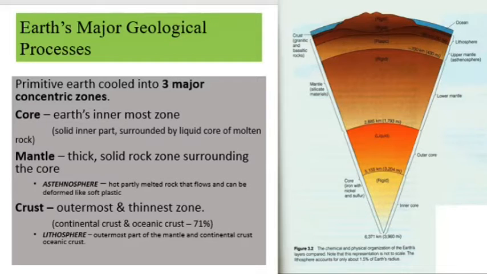So, there are three major concentric zones in Earth. We have the core, which is the innermost. This is the core. Mantle, the thick solid rock zone. Here's the mantle. Just remember this. Asthenosphere is a hard, partially melted rock that flows and can be deformed like soft plastic. And then the crust, kung nasan tayo, the outermost and the thinnest zone.